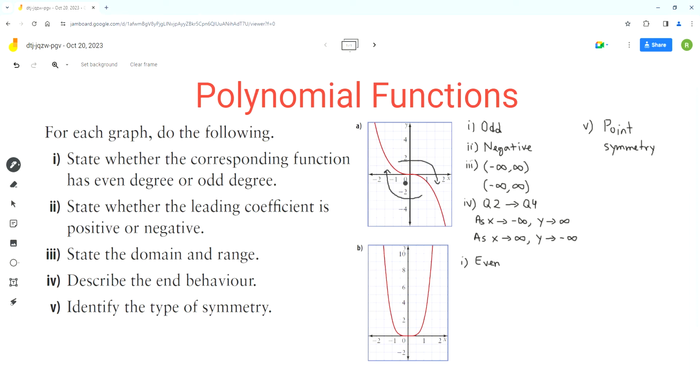In the previous graph, the graph was crossing the x-axis and ended on opposite sides of the x-axis. So that's why it was an odd degree function. Now we can answer the second question.